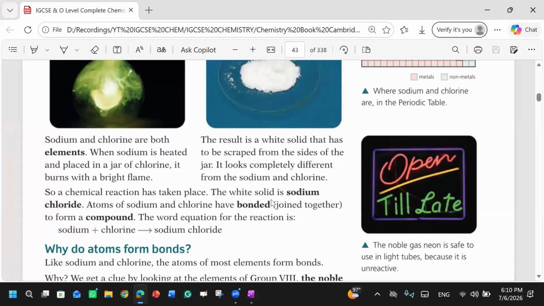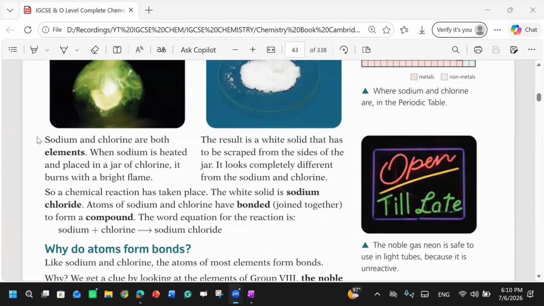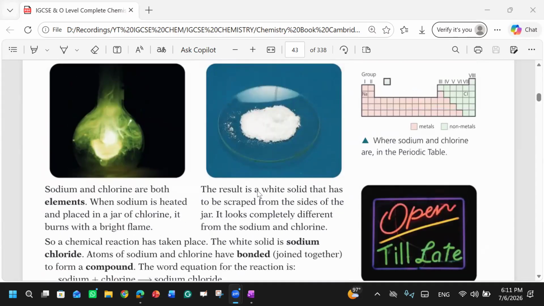Now we can read from here. Start reading from here. Sodium and chlorine. Sodium and chlorine are both elements. When sodium is heated and placed in a jar of chlorine, it burns with a bright flame. The result is a white solid that has to be scraped from the sides of the jar.